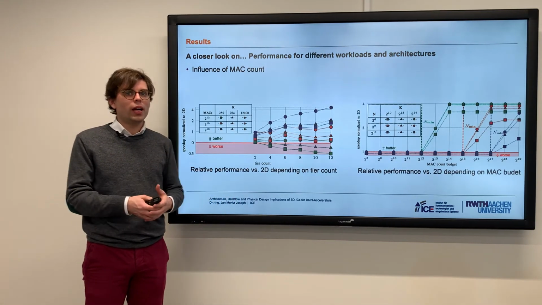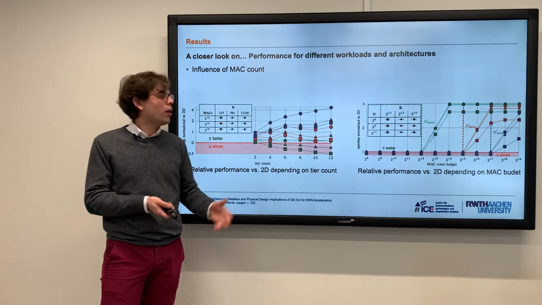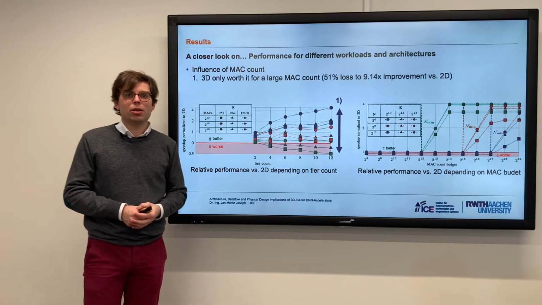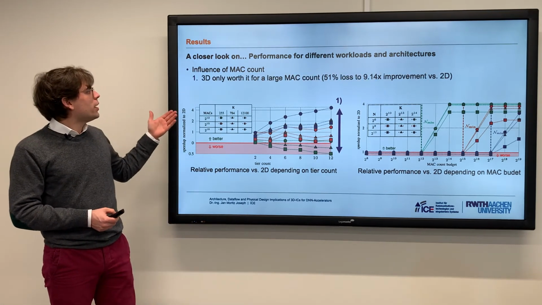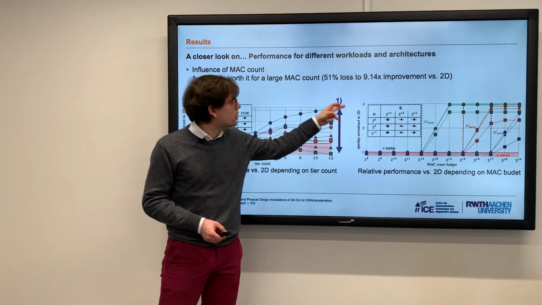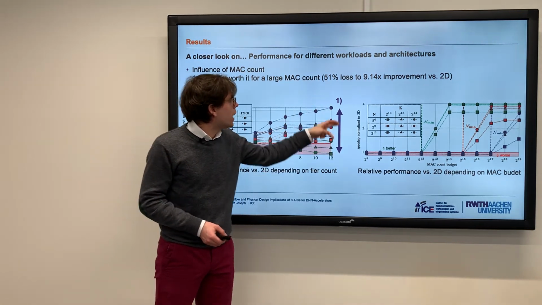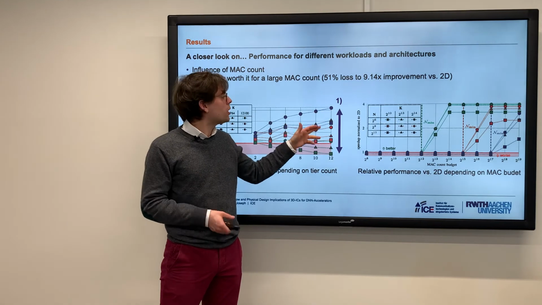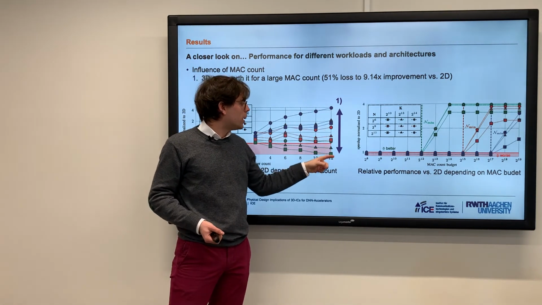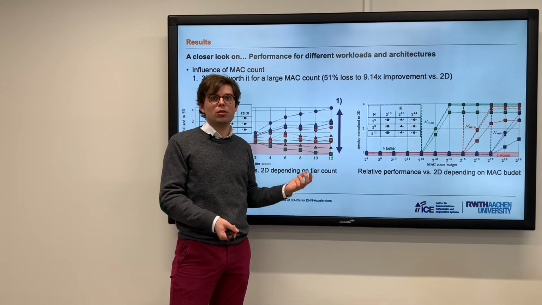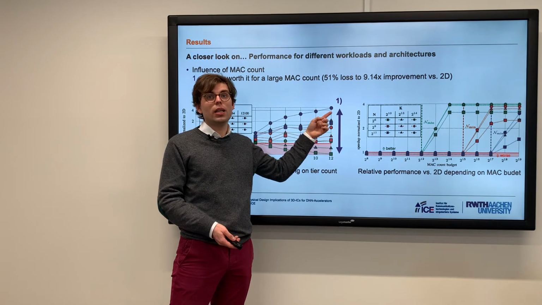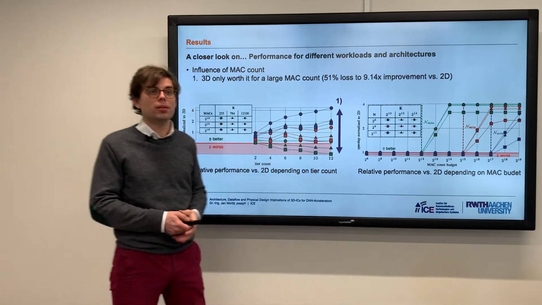Since we already are at the influence of the Mac count, let's take a look again at those two figures and figure out what is important in terms of Mac count. The first finding here is that 3D is only worth it for a large Mac count, and this is what you can see here. Only for a large Mac count you actually get something from going 3D, because depending on your workload parameters you will have a loss of up to 51% in terms of performance, but you can also get a performance improvement of nearly 1 magnitude. So that is really cool.